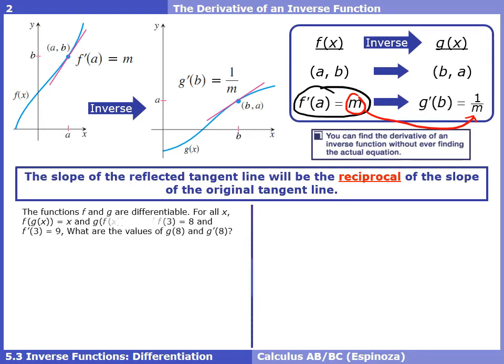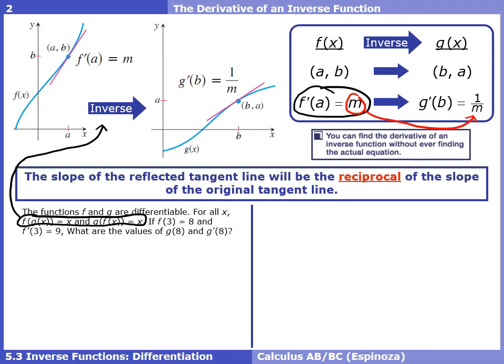Okay, so let's take a look at a couple examples. We have two functions f and g that are differentiable. For all x values, they tell us that f of g of x is equal to x, and g of f of x is also equal to x. That piece of information is very important, because you'll notice nowhere in this problem does it mention that f and g are inverses. But this little piece of information is indicating that they are inverses. And again, refer back to the last slide to see that.